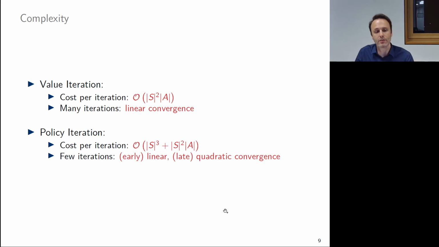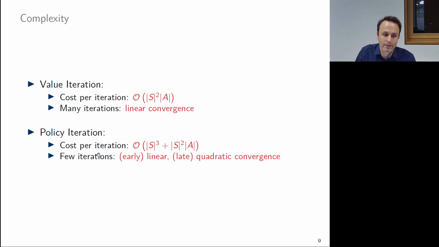Now, doing value iteration is costly, and how costly is it? Per iteration, we have the number of states squared times the number of actions which are determining the costs. How quickly is the value iteration converging? It's converging quite slowly, so we have many iterations that we need to take and have linear convergence.